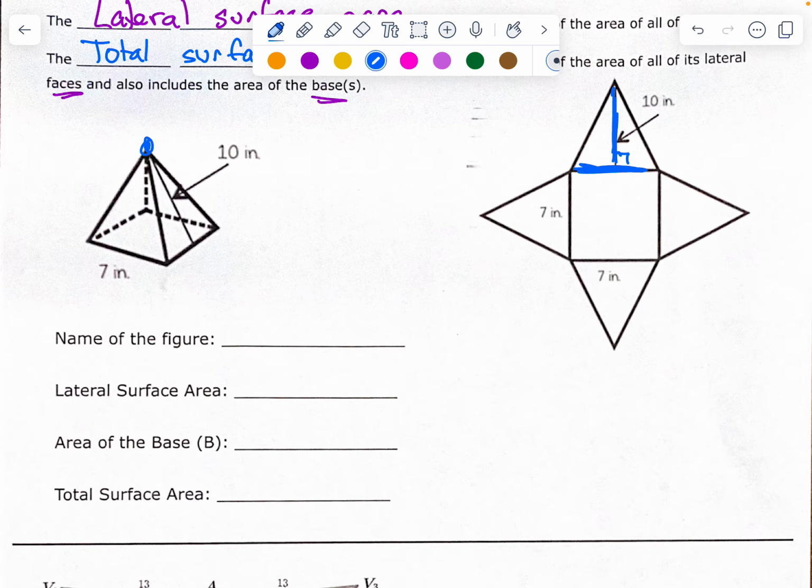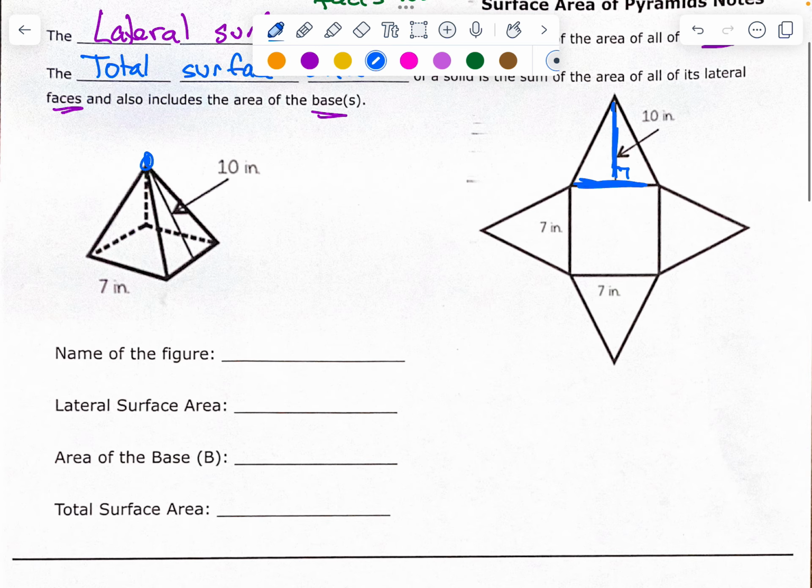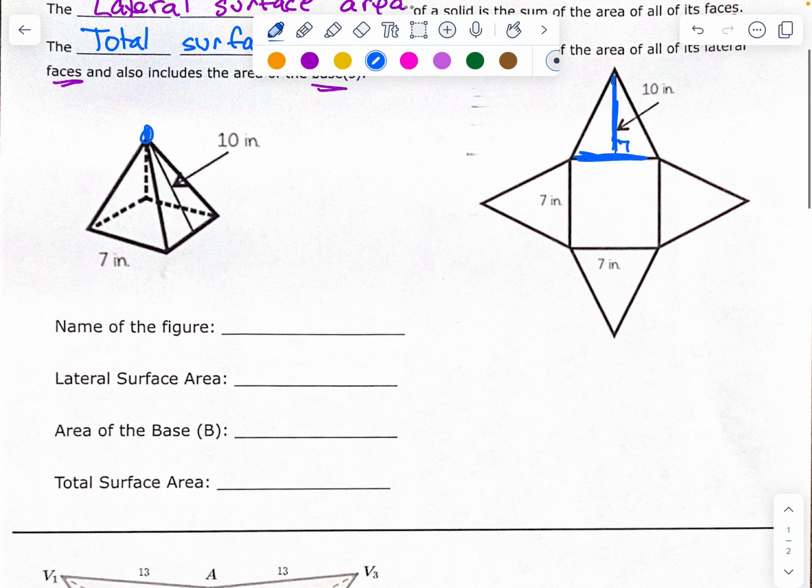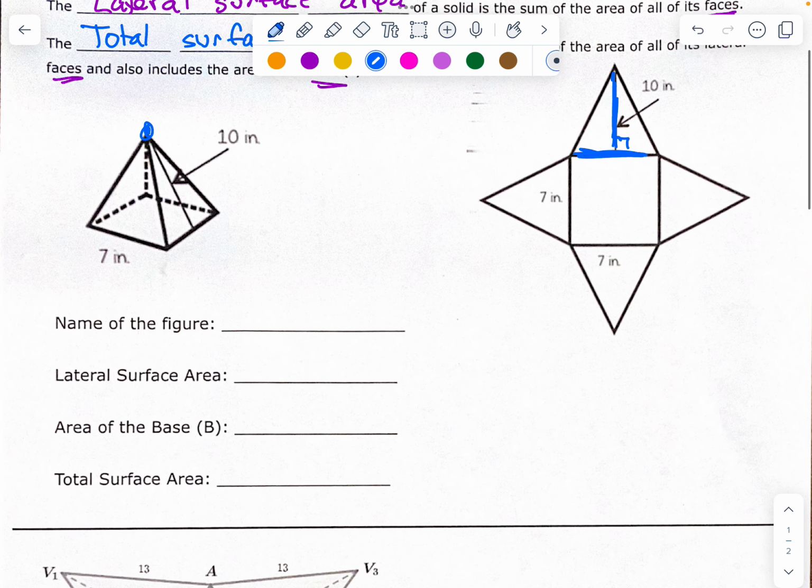Both of these figures are the same shape. One is the net, so you could do it by composite. The other one is the figure, and we'll learn how to do those later. So name of the figure, you're going to name it by the base, so it's a square. And because it is a square surrounded by triangles, it is a pyramid.